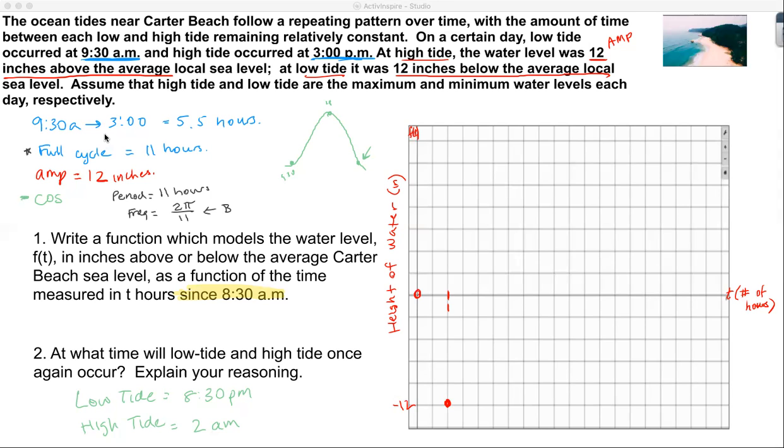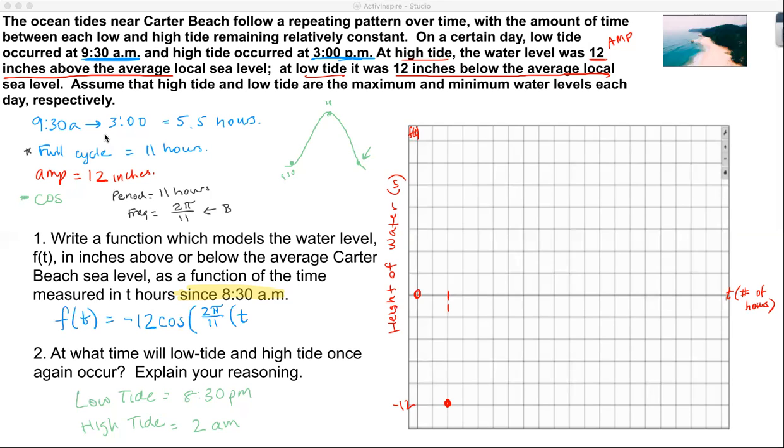So how do we write all of this in one function? Here we go. I'll go back to blue here. F of t. Okay, first things first, we have to write our amplitude. What's our amplitude? It's 12. We also know it's a negative cosine curve. So we're going to write -12 cosine, because we know we're working with cosine. All right, what is our frequency? Our frequency is 2 pi over 11. And we are writing this as a function of the time measured in t hours. So we're going to write t.